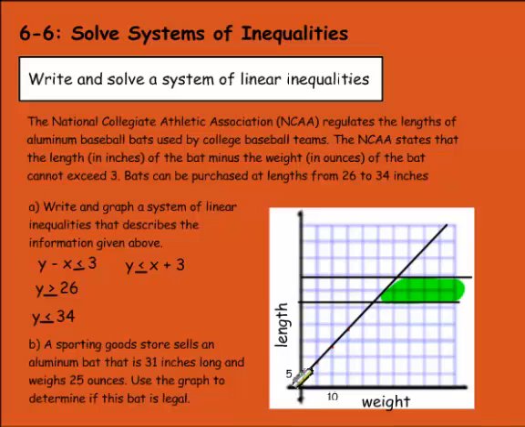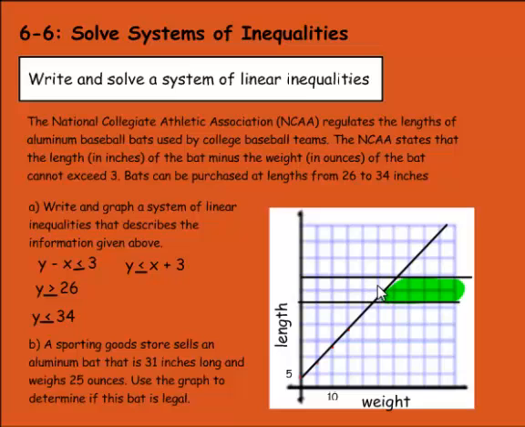So that means this whole area would be acceptable by the NCAA rules. So for example, a bat that weighed 30 ounces and had a length of 30 inches would be legal, as would any of these points as well. But let's take a look at this bat. Sporting Goods store sells an aluminum bat that is 31 inches long and weighs 25 ounces. Use the graph to determine if this bat is legal. So we can go to 31 inches here, then we go to the weight of 25, and we notice that's just outside the range. This is not going to work.